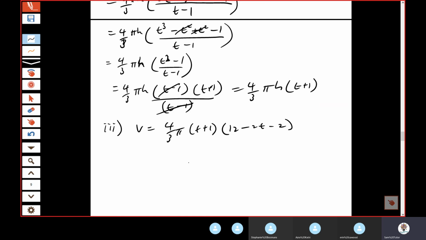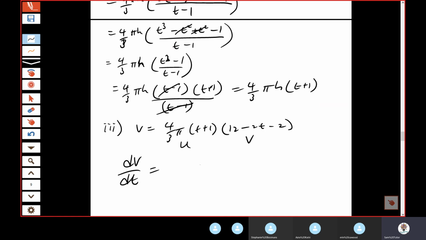And then I think you guys know how simple this is now. 4 on 3 pi. You could do product rule if you really wanted to, but why? Just expand it, it's probably easier. But yeah, let's do product rule. Okay, let's have some fun with it. It's u, v. dV on dt.